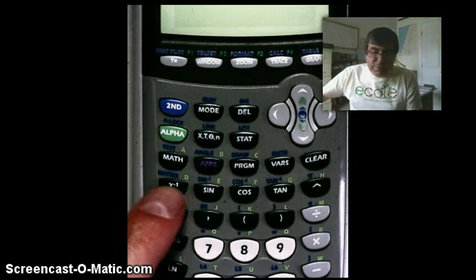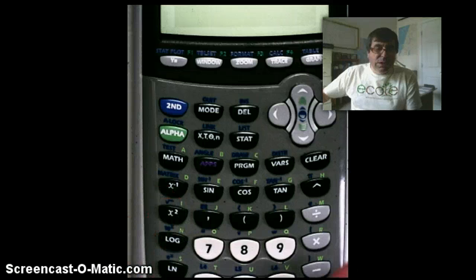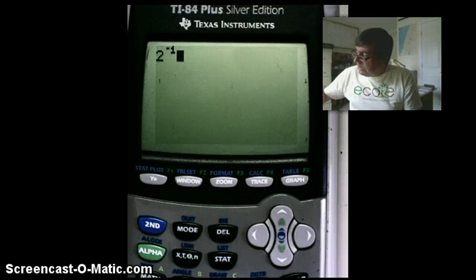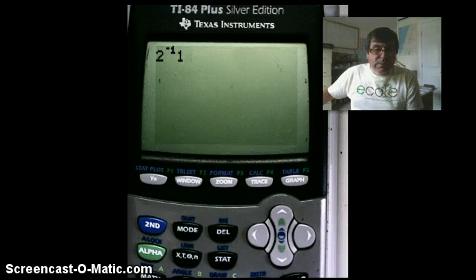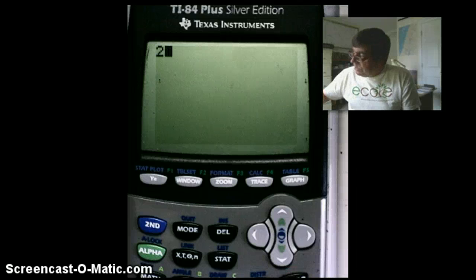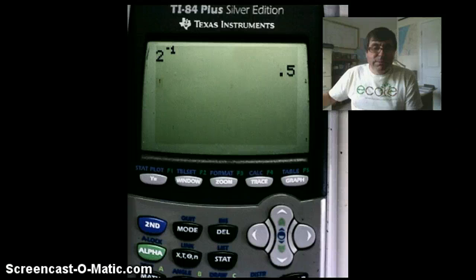All right, real quick here. This is to the negative 1 power. You should know that. So 2 to the negative 1 power. Watch that. 2 to the negative 1 power. Sorry, I messed up here. 2 to the negative 1 power is 1 over 2, which is 0.5, isn't it?